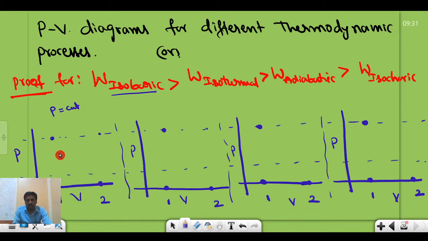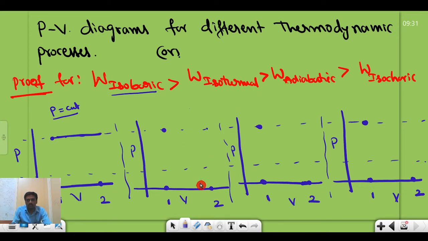Isobaric means the pressure of the system is always constant throughout the process. Now the system is going from the initial state to the final state. The volume is varying in this process. The system is moved from 1 to 2. This is the isobaric process.